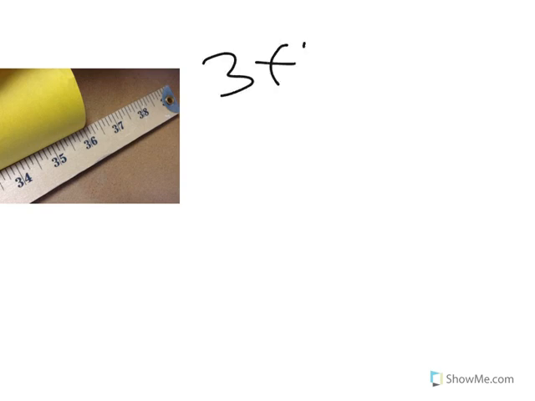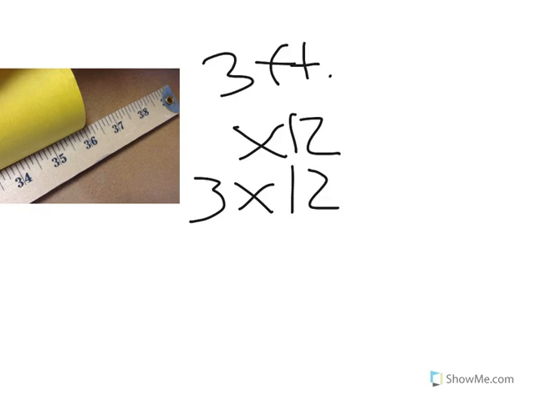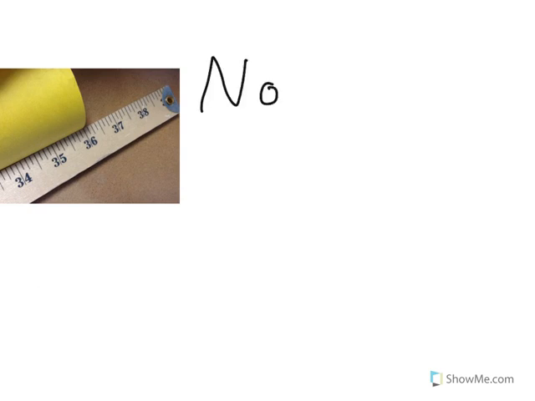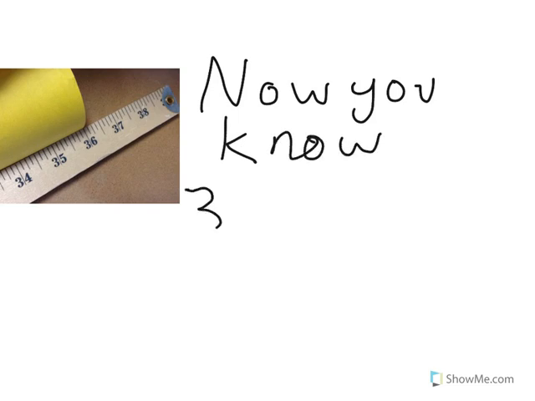Since it's 3 feet, we need to find out how many inches it is. To find how many inches it is, we times by 12. So, 3 times 12 equals 36. So, it would be 36 inches. Now you know times 3 to get feet and times by 12 to get inches.